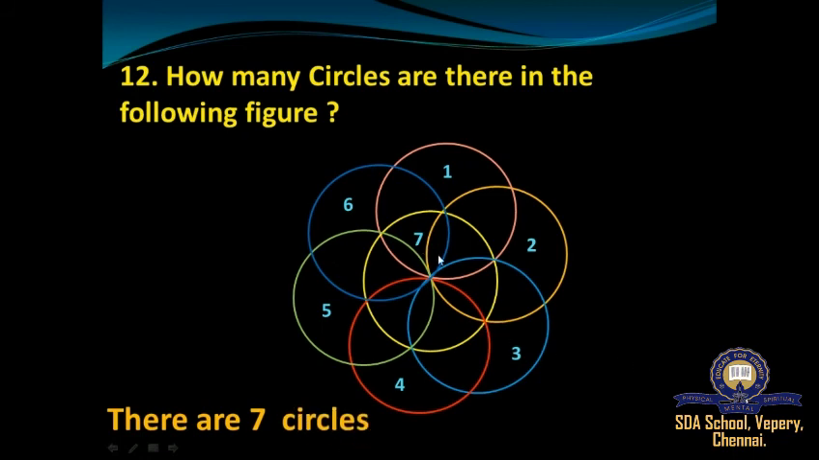Okay, so can you see the pink one is one circle, the orange is the second circle, the light blue is the third circle, red one is the fourth circle, green one is the fifth circle, and the dark blue is the sixth, and the inner yellow color circle is the seventh circle. Okay, so there are totally 7 circles in this figure. I hope you would have understood, students.